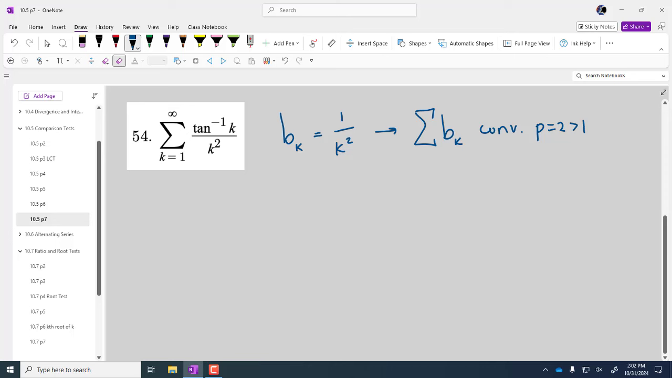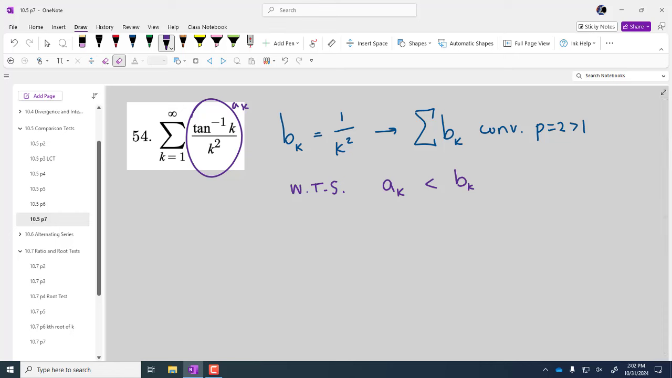So that converges. If we're going to use the direct comparison test, do we want to show these a sub k's to be bigger or smaller than b sub k's? We want to show that the a sub k's that we're analyzing are smaller than the b sub k's that we know converge. That's what we want to show. Can we do it?